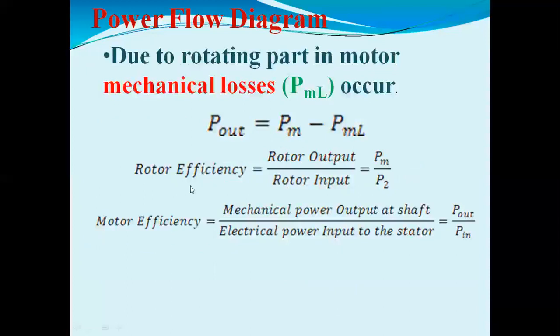So the rotor efficiency can be calculated as rotor output by rotor input, where rotor output is the mechanical power PM and rotor input is P2. The motor efficiency is the mechanical power output at the shaft divided by the electrical power input to the stator, that is P out divided by PI. This is called the motor efficiency, and the other is called the rotor efficiency. The rotor efficiency deals with the rotor power input and rotor output.